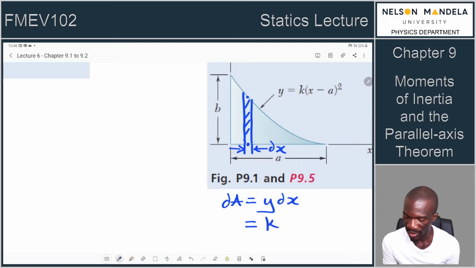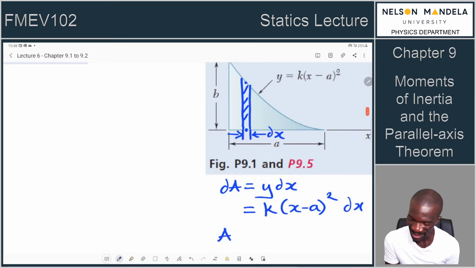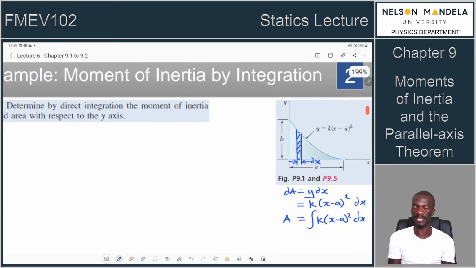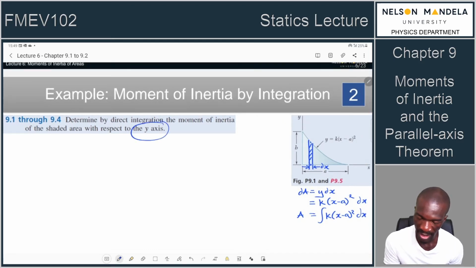So that would be your k into x minus a all squared multiplied by dx. And if you want to find the area, you're simply integrating this k into x minus a all squared with respect to x. That's how you would find your area if you need to look for that. So let's find the dI with respect to the y-axis.